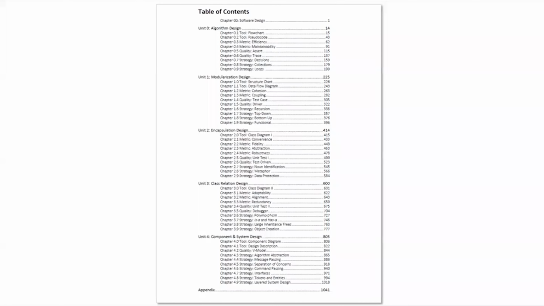In the table of contents, each chapter has the category to which it belongs. For example, flowchart is a type of tool, functional programming is a type of strategy, and unit tests are a quality strategy. I've been teaching with this textbook for several years now.